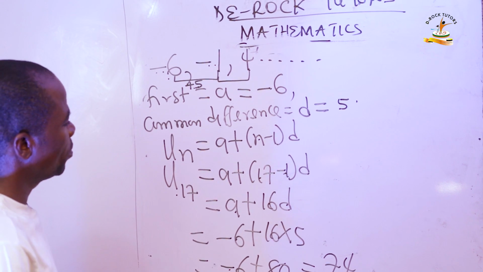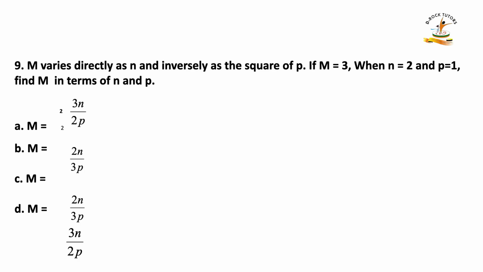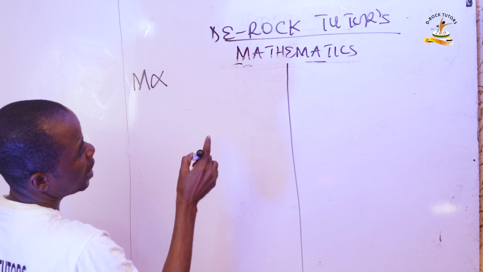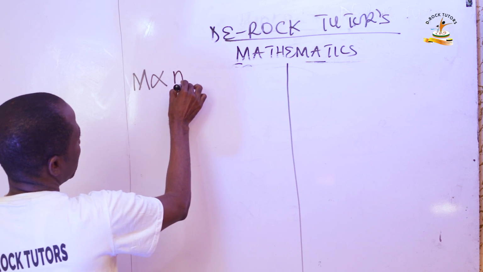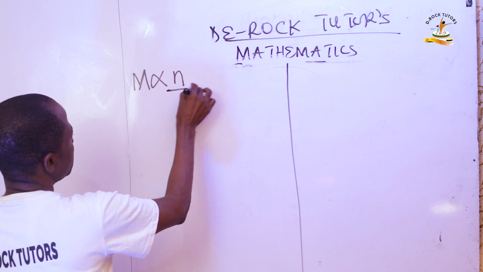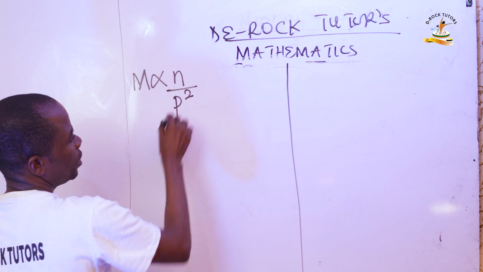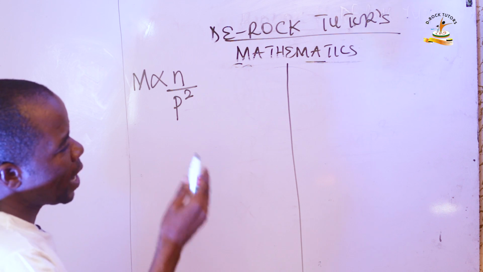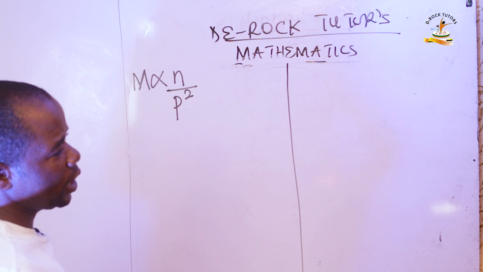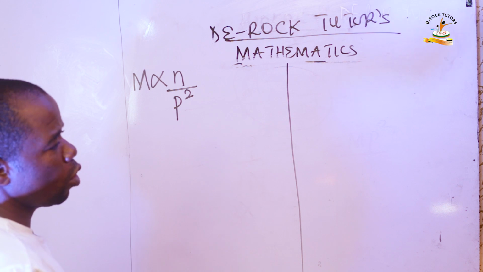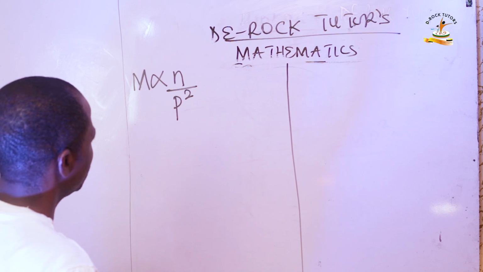Let's go to number 9. Number 9, m varies directly as n, that's small letter n, and inversely as the square of p. We are given the value of m to be 3, n to be 2, and p to be 1. We have to find m in terms of n and p. That's simply asking us for the law connecting them together.